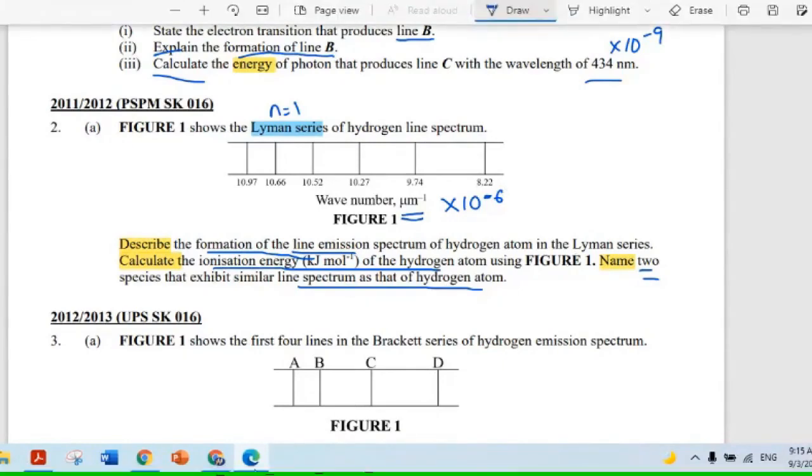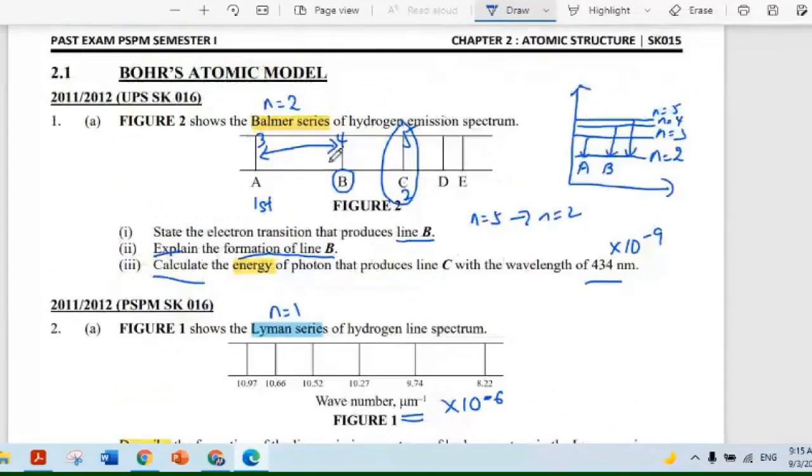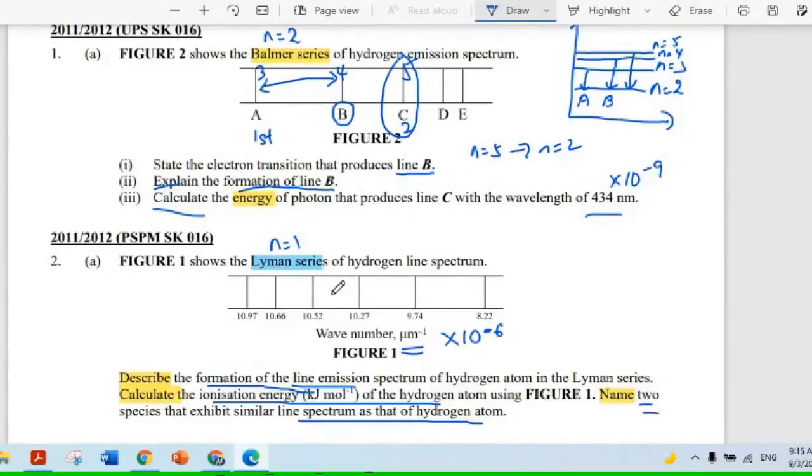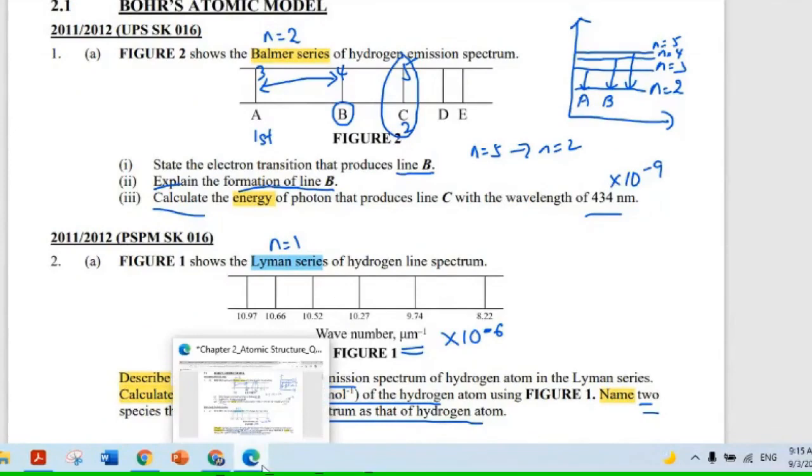So we look at the description of the formation from Harry. Do you notice that the answer to describe how to form the line spectrum is actually the same? The concept is the same, but you have to be specific. Just now question number 1 was Balmer series, so you have to talk about Balmer series, and the electron will drop to n equal to 2, which is the lowest energy for that case. In this case, you have to drop to n equal to 1, Lyman series. So never mind, we just recap how to form the line emission spectrum of hydrogen in Lyman series.